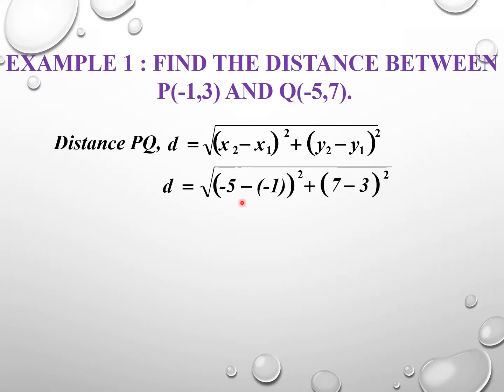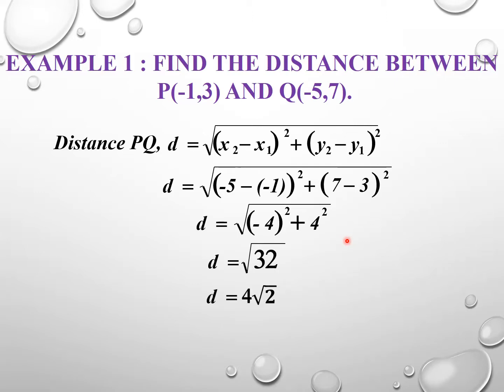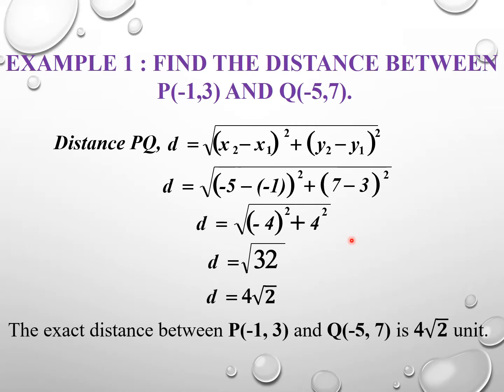Next, let us put the values from the 2 points. x2 is minus 5 minus x1, that is minus of minus 1, whole square, plus y2, 7, minus y1, 3, whole square. Let us calculate and we'll get the value as root over of minus 4 whole square plus 4 square, which is root over of 32. Hence we can say that the distance is 4 root 2 units.